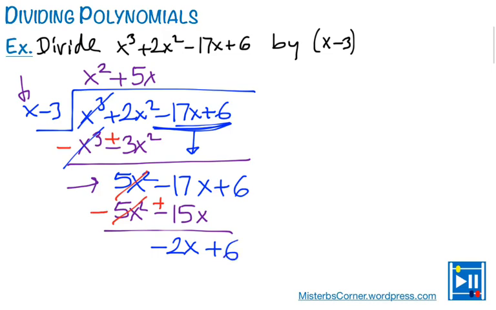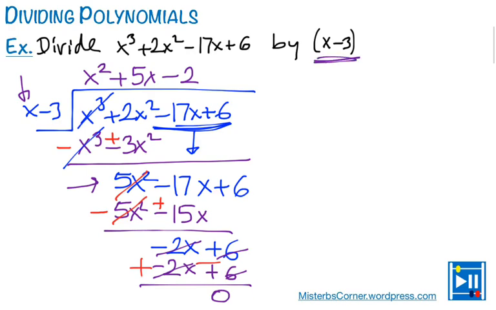Now, I must get minus 2x. For this, I have to multiply the expression by minus 2, because minus 2 times x is minus 2x. And minus 2 times minus 3 is plus 6. And here, if I change the signs, this is plus, this is minus, when I add them, these will cancel each other out, and I'm going to get a 0 as the remainder. This means x minus 3 divides this expression properly.